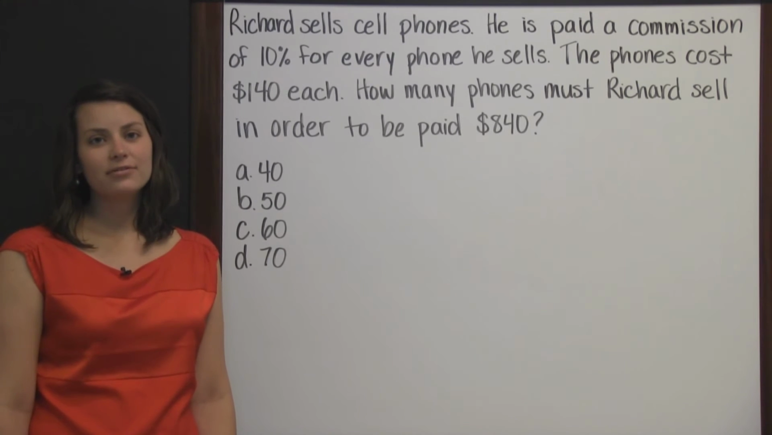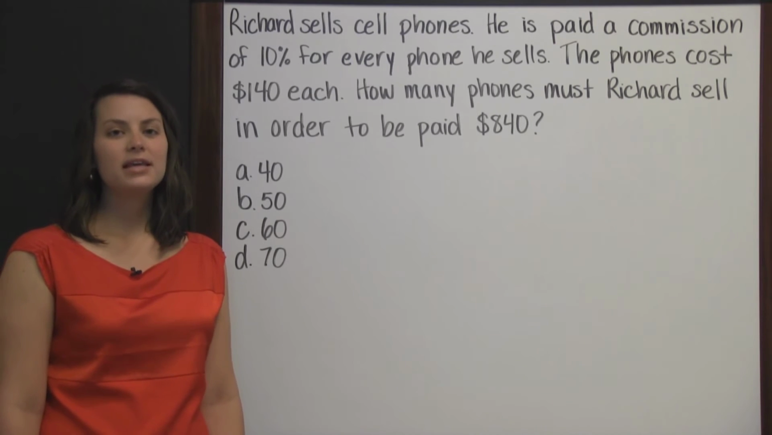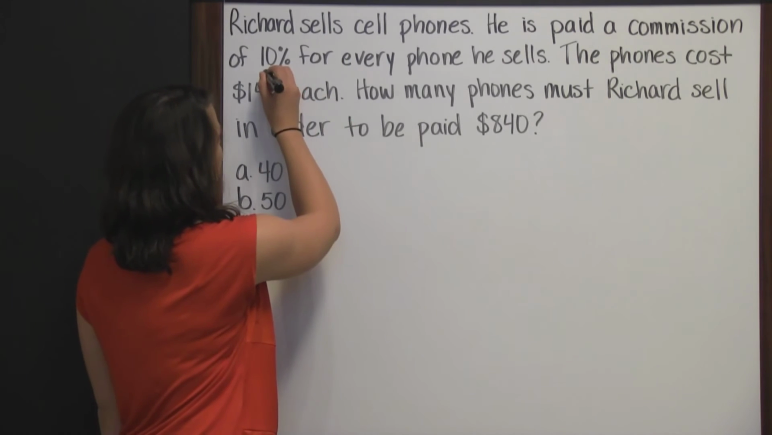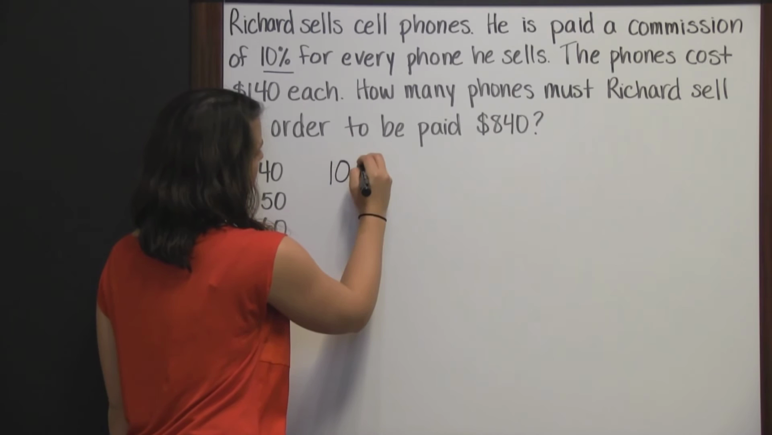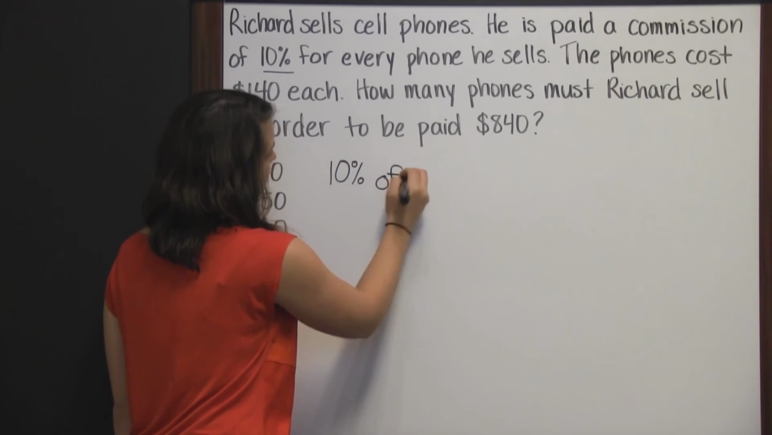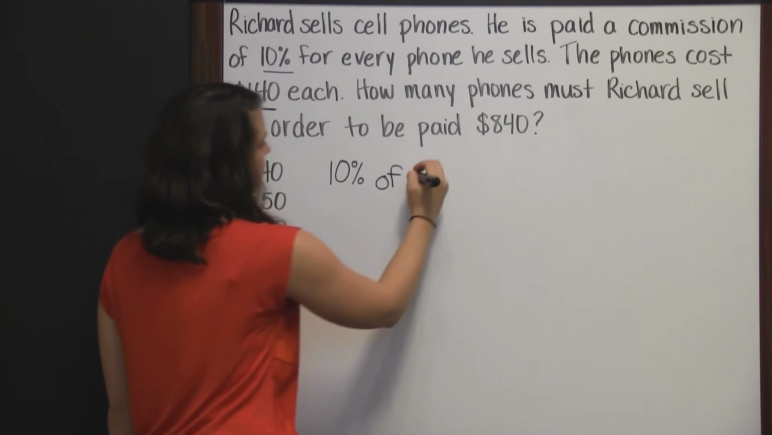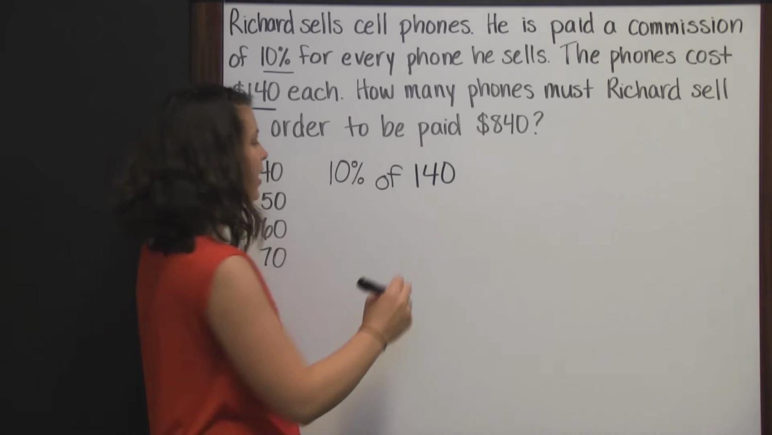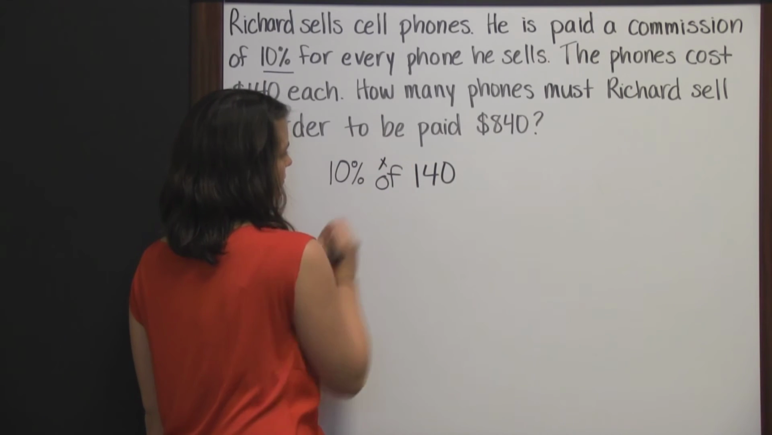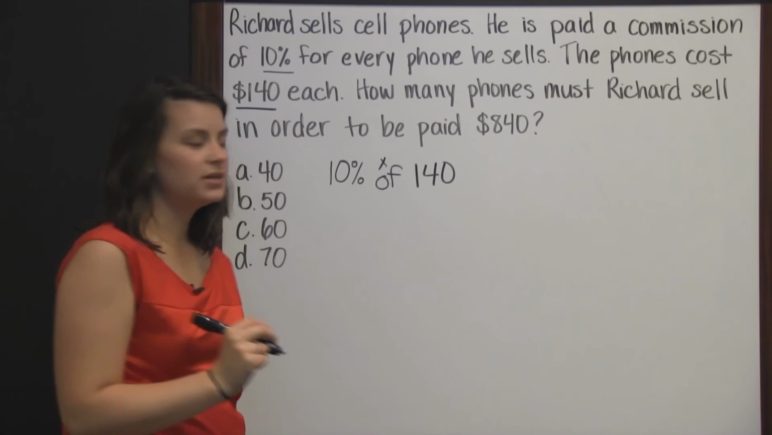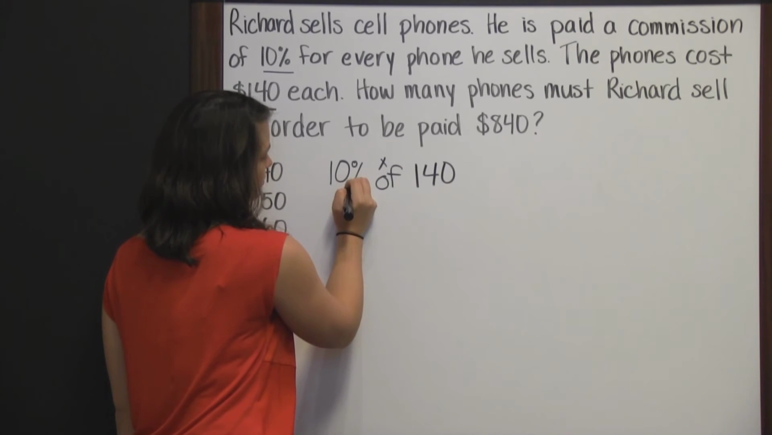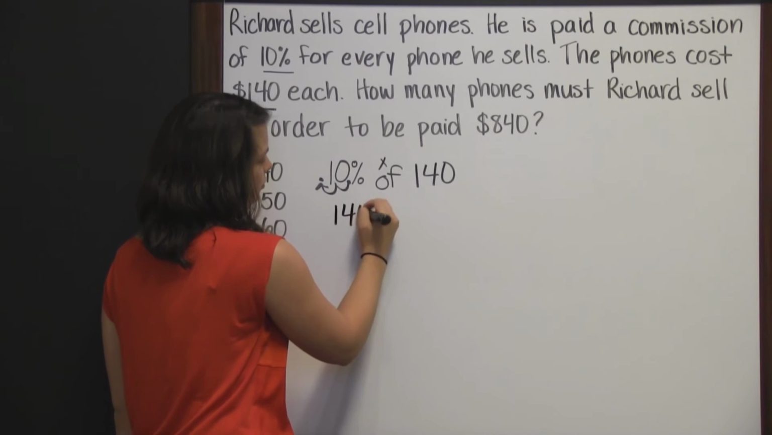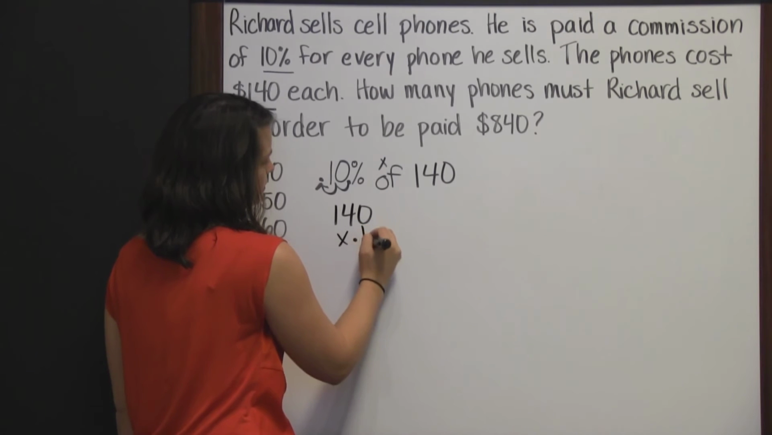First, we want to figure out how much he makes from selling each phone. We know that he makes 10% of the cost of the phone, which is $140. Of means to multiply. And we need to change our percent to a decimal. So we take the decimal and move it 2 places to the left. So that means we're multiplying 140 times 1 tenth.